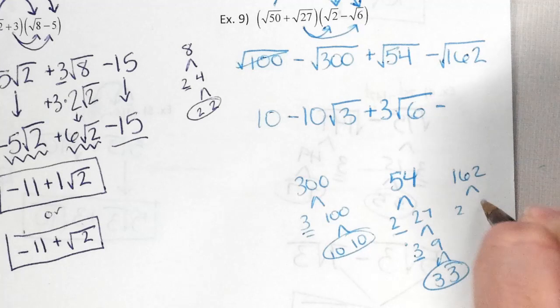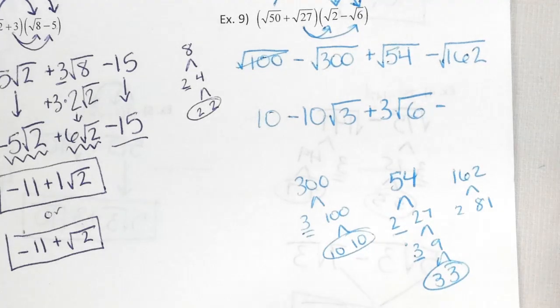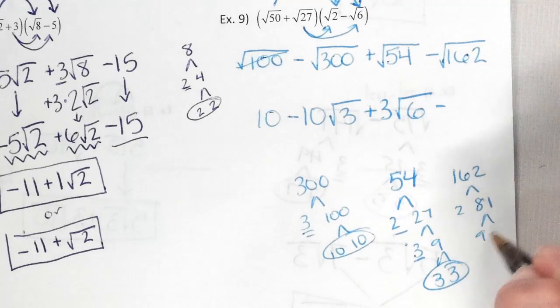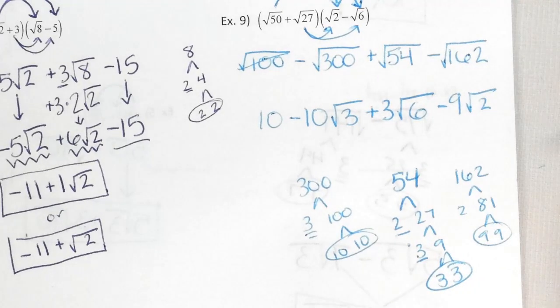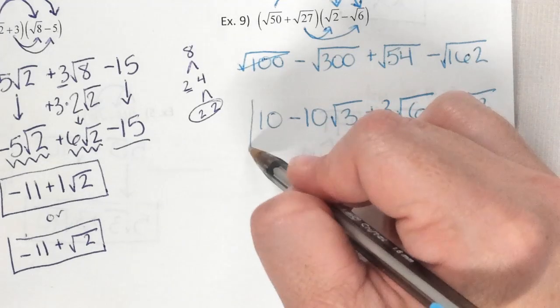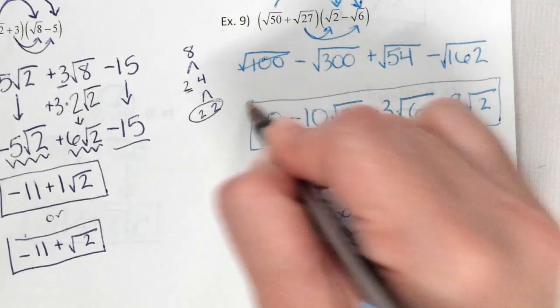162 is 2 and 81. Well, isn't 81 a perfect square? 9 and 9. So we can stop, and it's 9 root 2. Do any of those combine? No, because none of them have the same root. So there's your answer.